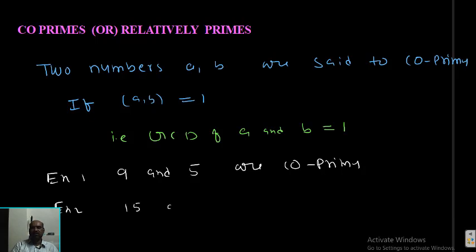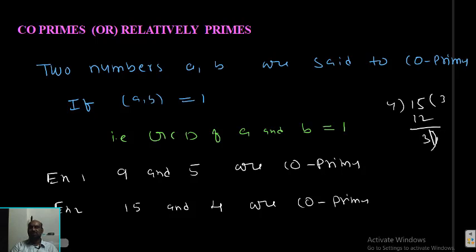For example, I can say 15 and 4 are co-primes. See here, 15 is not a prime, 4 is not a prime, but they are co-prime because their GCD is 1. Find their GCD now using any method. 4 3s are 12, 3 remainder, 4 3 1s are 3, 1 remainder, 3 0. GCD is 1 only. Such numbers are called co-primes or relatively primes. Important.